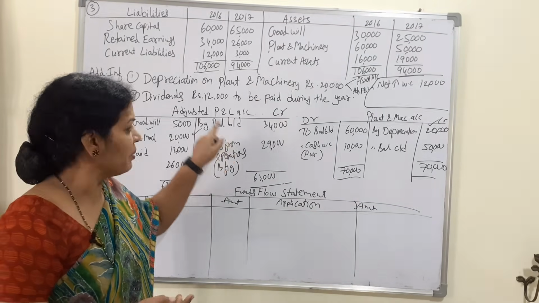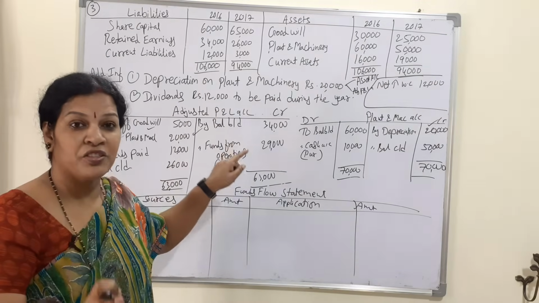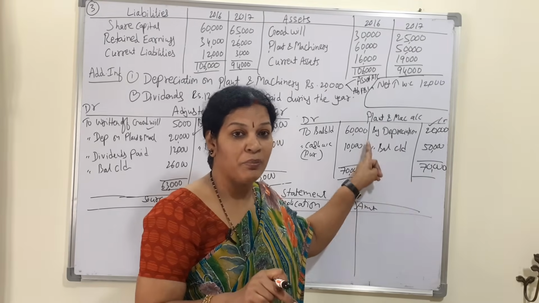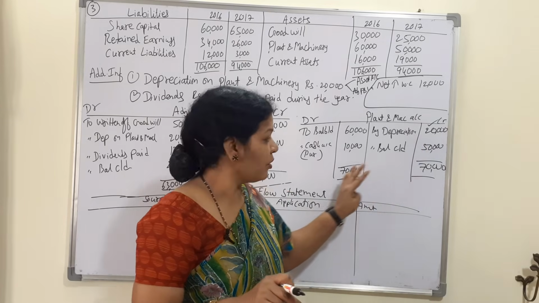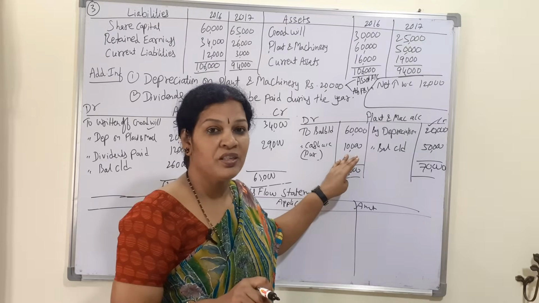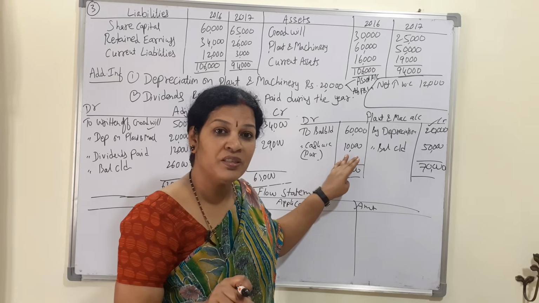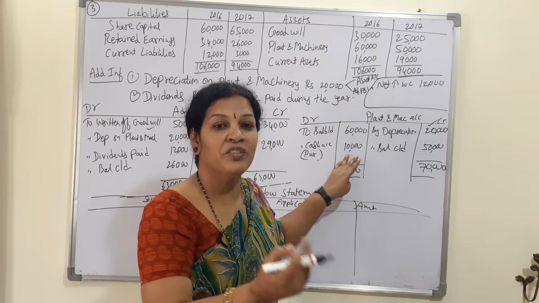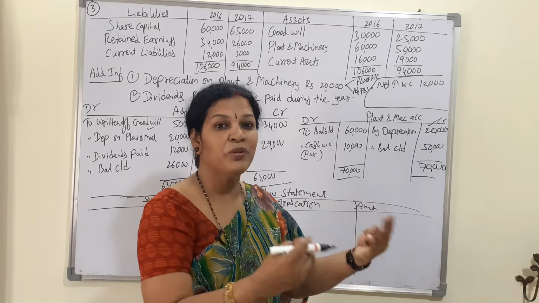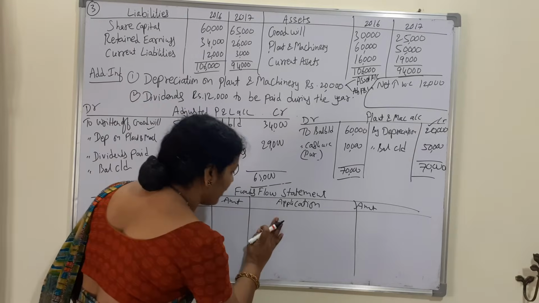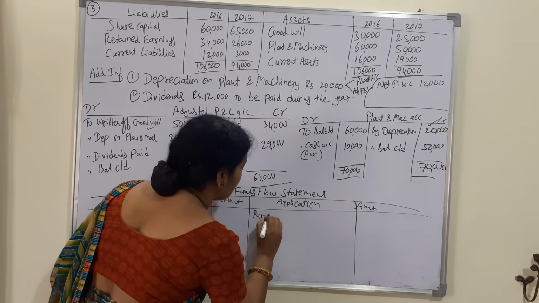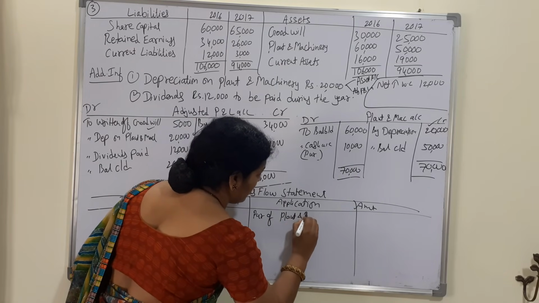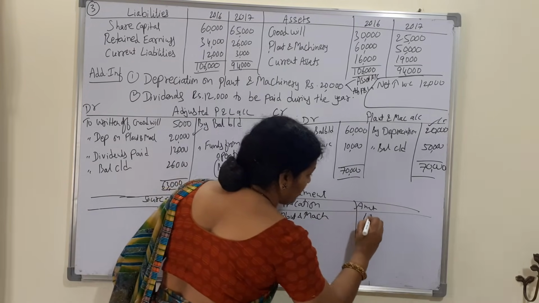Now here depreciation is given. Whenever depreciation is given in the adjustment, we have to open the account. We have opened the account. Opening balance, closing balance, depreciation. Now balancing figure is 10,000. 10,000 is here. Purchases. Purchases means, is it a source or application? Source means getting. Application is payment. Purchasing. Amount is going out. So it's application. We'll write here purchase of plant and machinery. How much? 10,000.